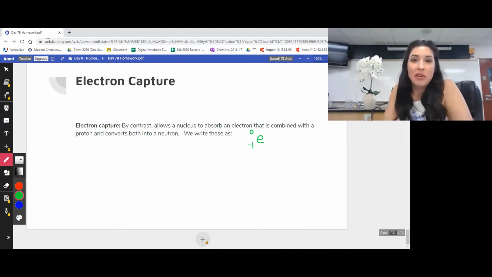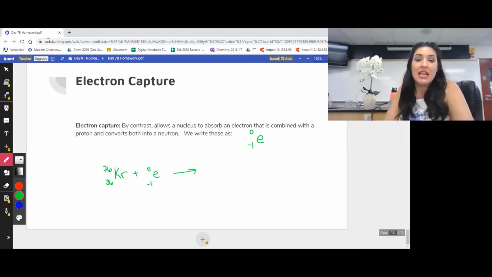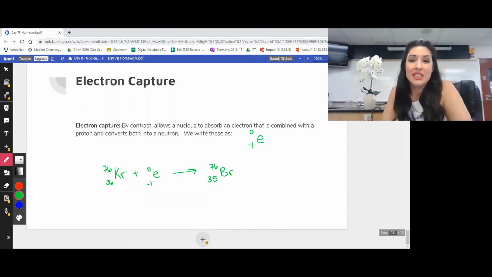And here's an example of a nuclear reaction that undergoes electron capture. Imagine I have a nucleus of krypton-76. It captures one electron from its orbital, combines it with one of its protons, and you're left with bromine-76. So we'll take some time in class the next time we meet to practice balancing and identifying these 5 different types of radioactive decay. Just make sure you've got good notes, and I'll see you next time we meet.